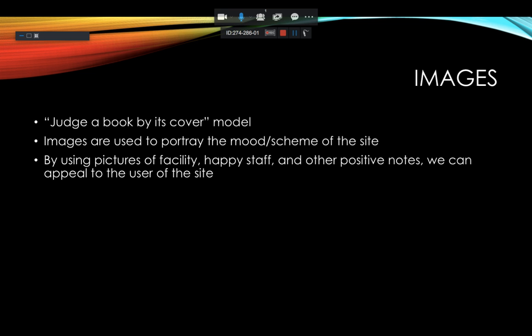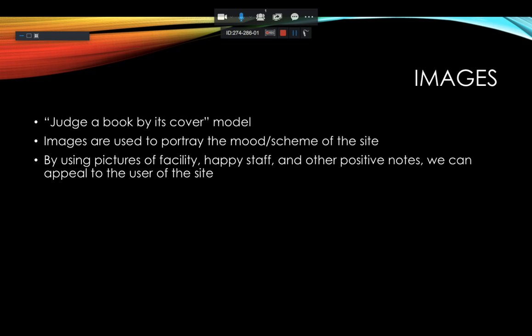And then images. Using pictures can get a mood or a scheme of the site. So I'm a big judge-a-book-by-its-cover model here, where the first thing they look at is they see the picture. Does it interest them? Do the facilities interest them? Will that be something they want to look into? That is what we're looking at here. By using pictures of facility, happy staff, and other positive notes, we can appeal to the user of the site. Again, being positive and calm will help users feel positive and calm when choosing our site.